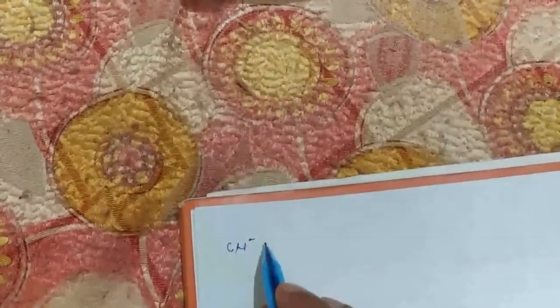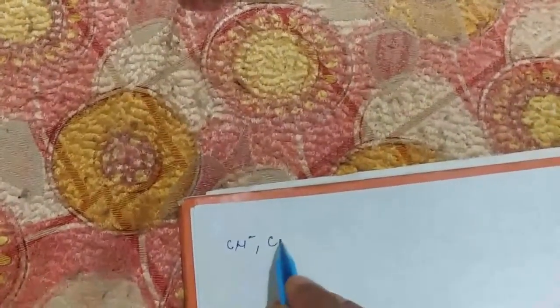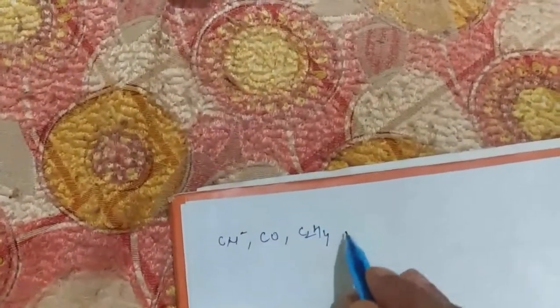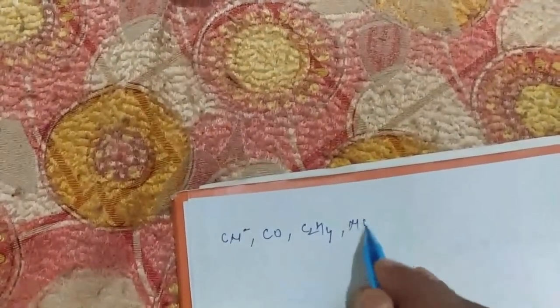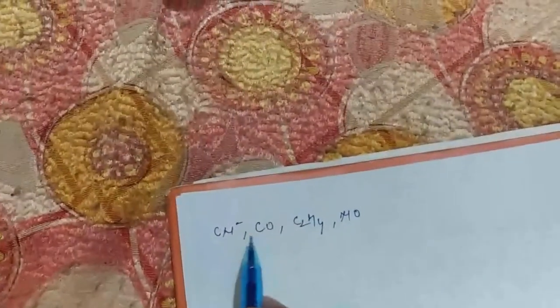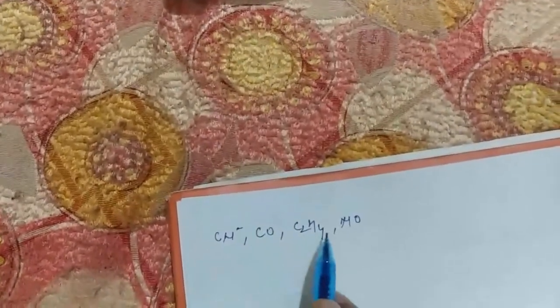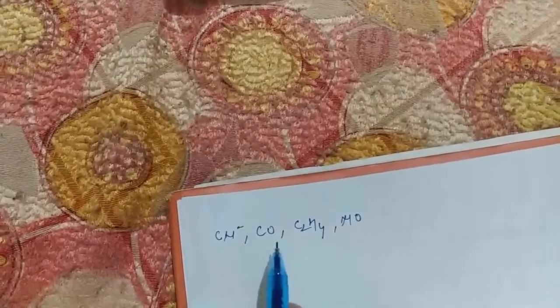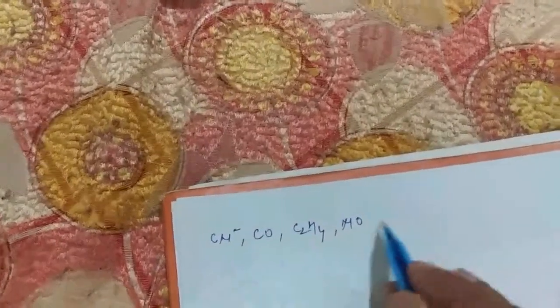Starting with cyanide, CN negative, then CO, then C2H4 and NO. One point you should remember is that all these ligands contain a pi bond. So pi bond ligands have the highest ability to show the trans effect.